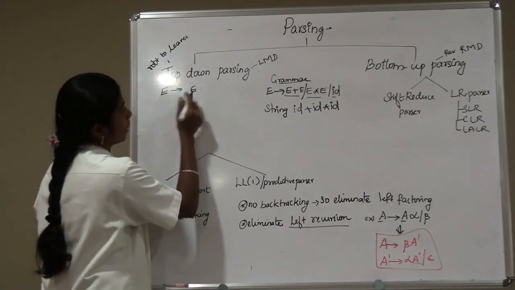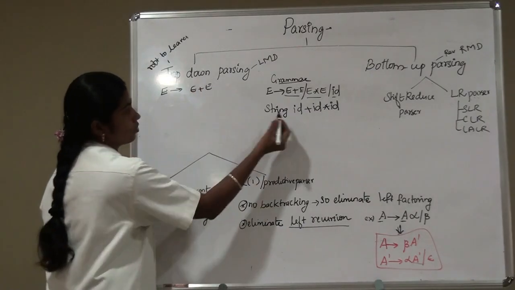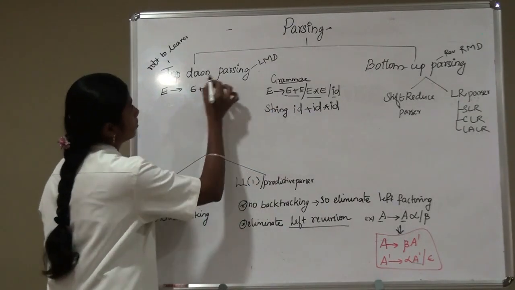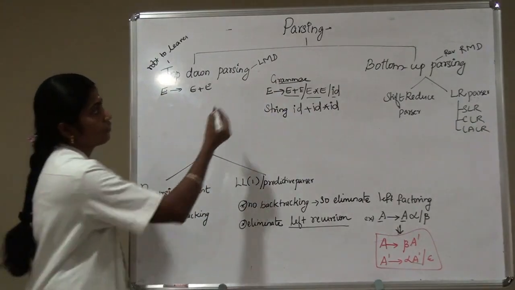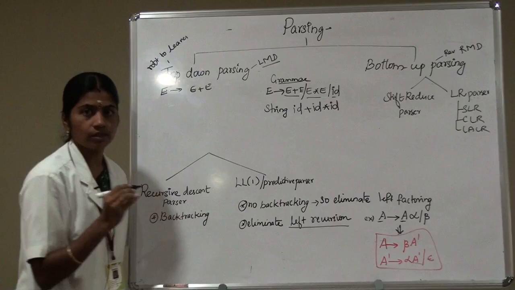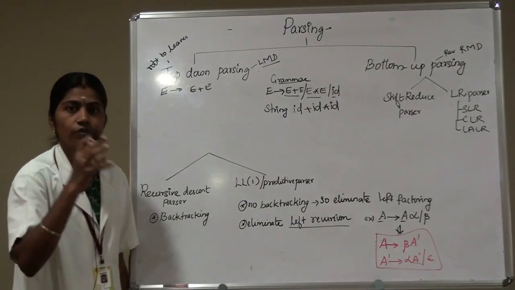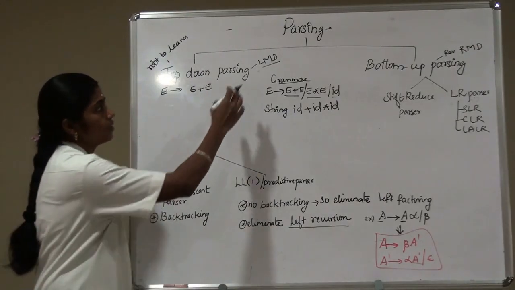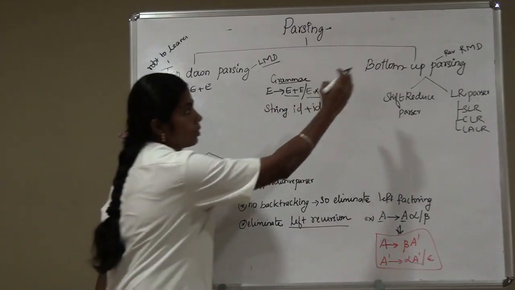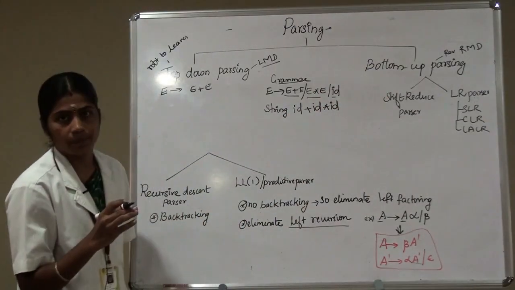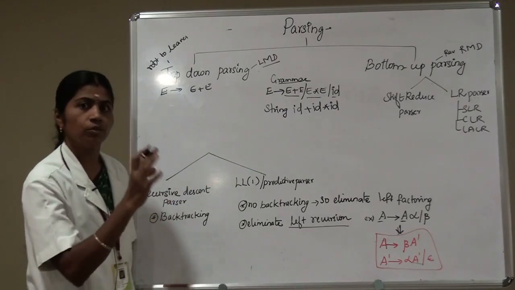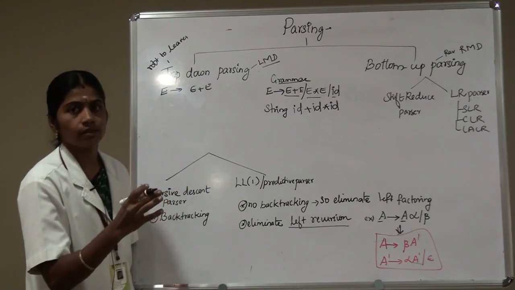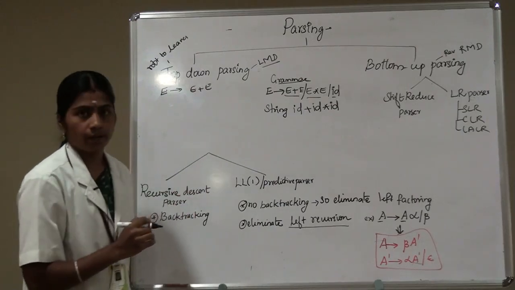So E derives E plus E. Top down parsing follows leftmost derivation. What is leftmost derivation? Leftmost derivation is when you start replacing the leftmost non-terminal. Bottom up parsing follows the RMD, that is rightmost derivation. It follows the reverse of rightmost derivation. Rightmost derivation is when you start replacing the non-terminal from the rightmost end.